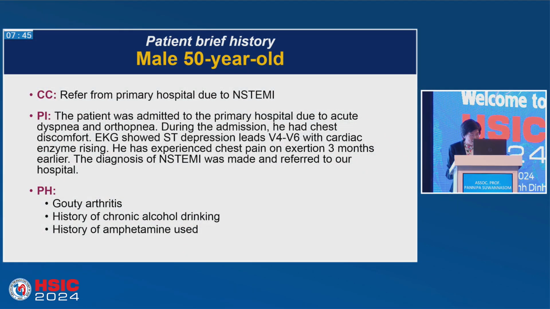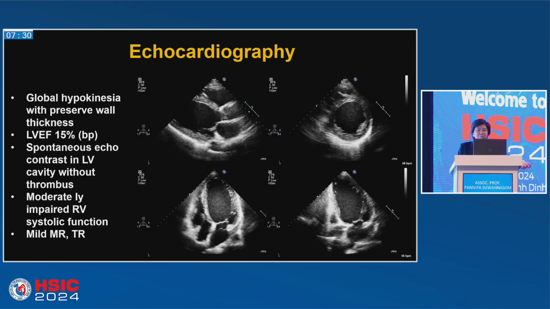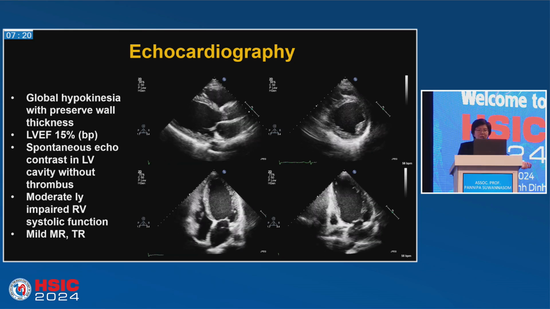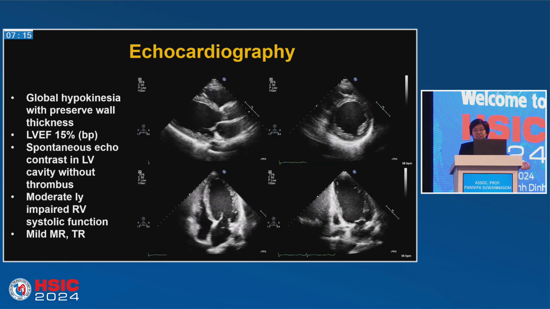So this is a 50-year-old man referred from the primary hospital because of non-STEMI. He spent his life drinking alcohol and also has a history of amphetamine use. As you can see from the echo, this patient has an EF of just 15%, with spontaneous echo contrast and poor RV and LV function. There is also mild MR and TR.